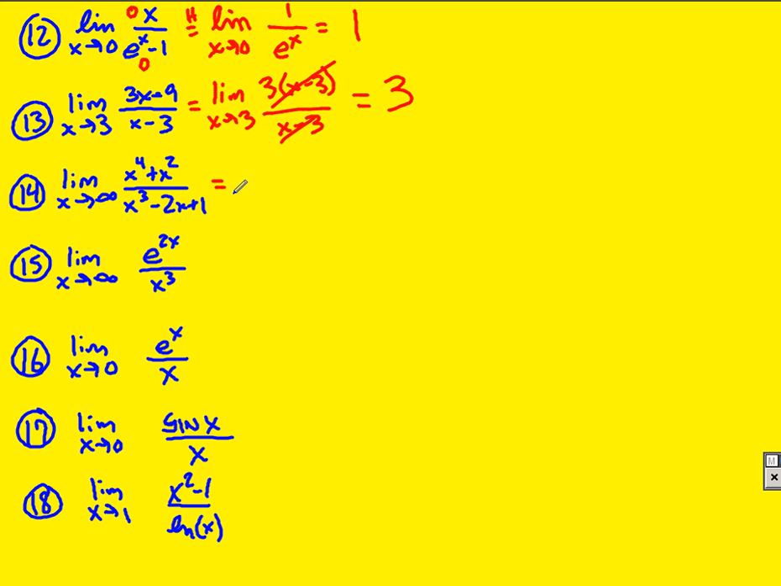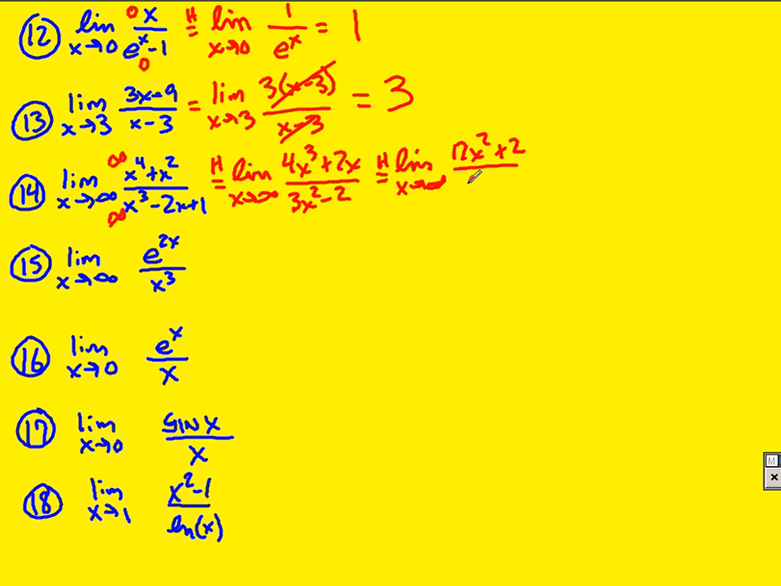Okay, for number 14, what I'm going to notice here is that if I plug in infinity, I'll get infinity over infinity. So I'm going to have to do L'Hopital a few times. When I do L'Hopital, I'll get 4x cubed plus 2x on top and 3x squared minus 2 on the bottom. Still plugging in infinity, I get the same thing, so let's do it again. As x goes to infinity, I'll now have 12x squared plus 2 over 6 times x. I'm going to have to do it one more time: the limit as x approaches infinity of 24x over 6. Now if I plug in infinity, I get infinity over a number, which is, in the end, still infinity. So infinity is my answer for number 14.